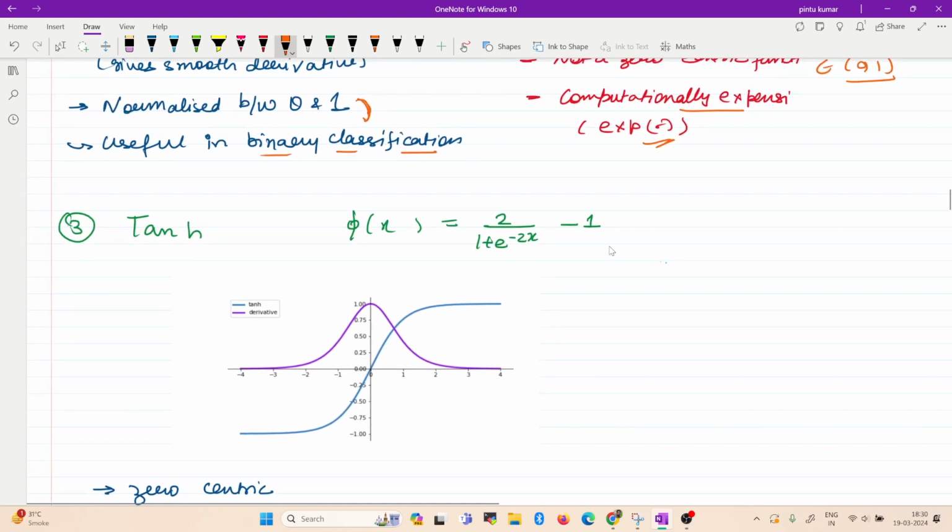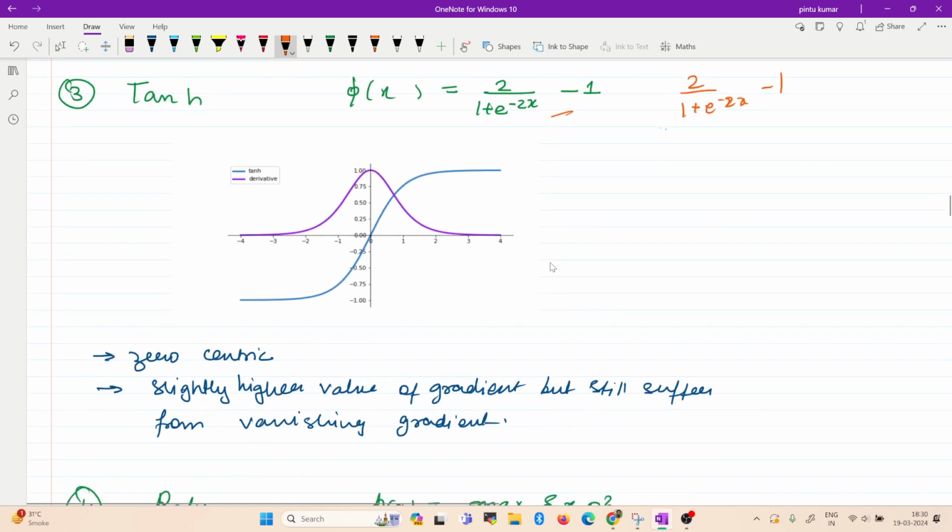So to overcome some of the problems of the sigmoid activation function, people have tried using something known as the tanh activation function. The tanh activation function looks something like 2 over 1 plus e to the power minus 2x, minus 1. You can look up this formula anywhere, but this is the main part. This is your function again. The blue one is your function, and the purple one is your derivative.